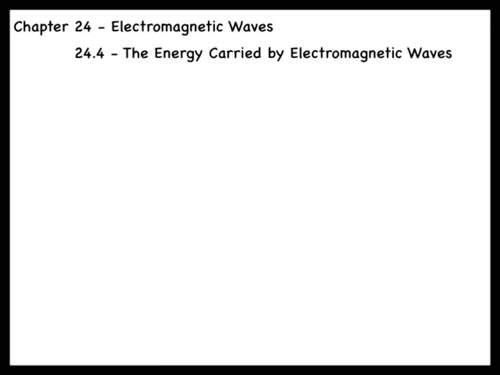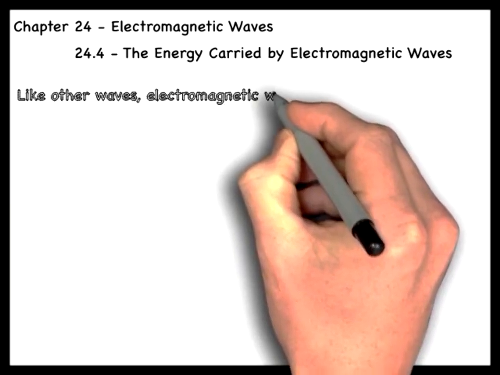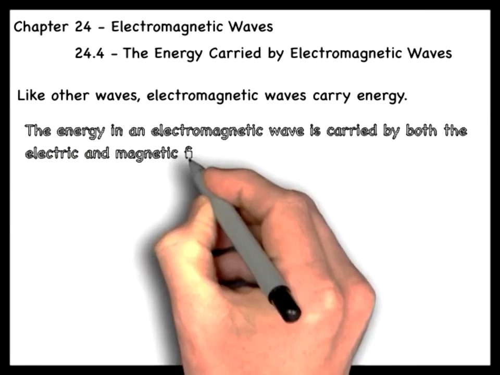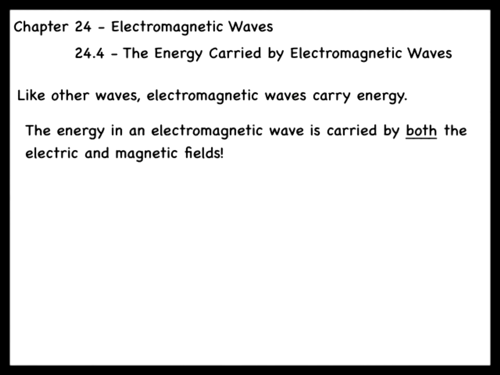Electromagnetic waves are similar to other waves, like water waves or sound waves, in that they carry energy from place to place. The energy in an electromagnetic wave is carried by both the electric and magnetic fields in the wave. In Chapter 19, we looked at the energy stored in a parallel plate capacitor, and more specifically, the electrical energy density stored in the electric field between its plates.